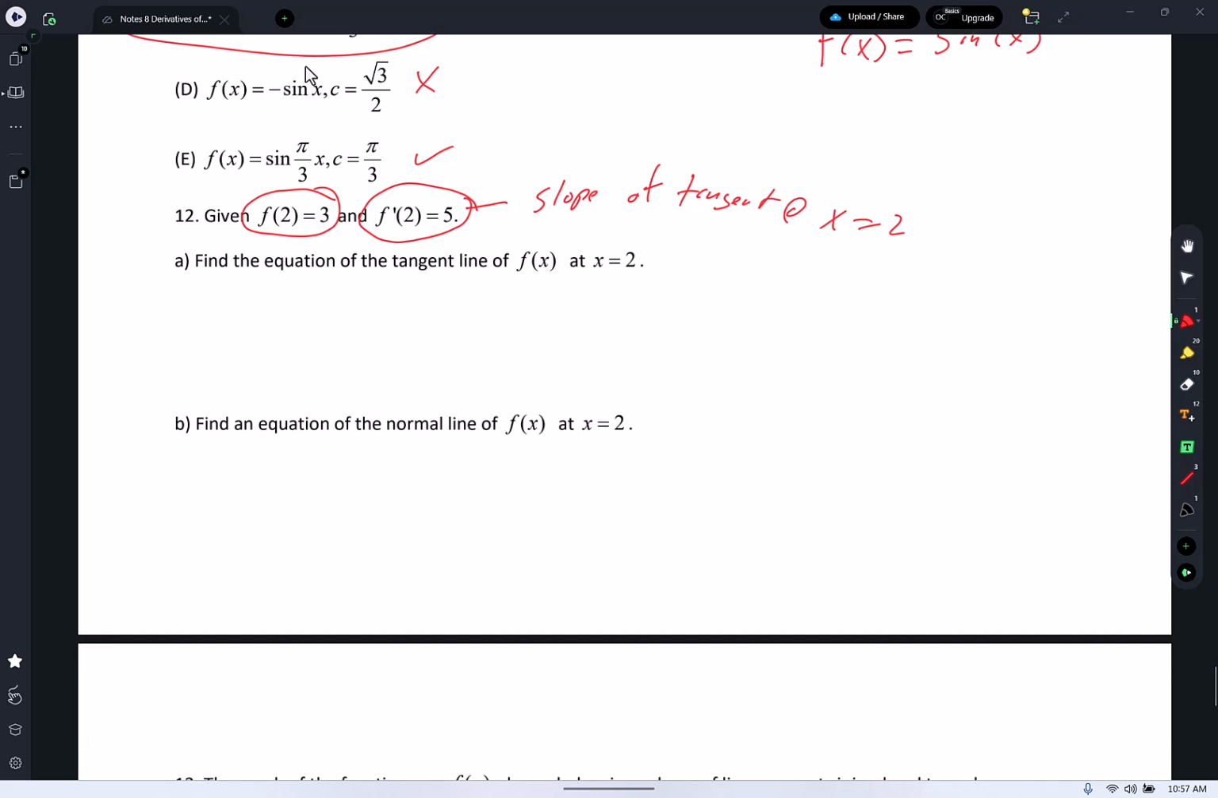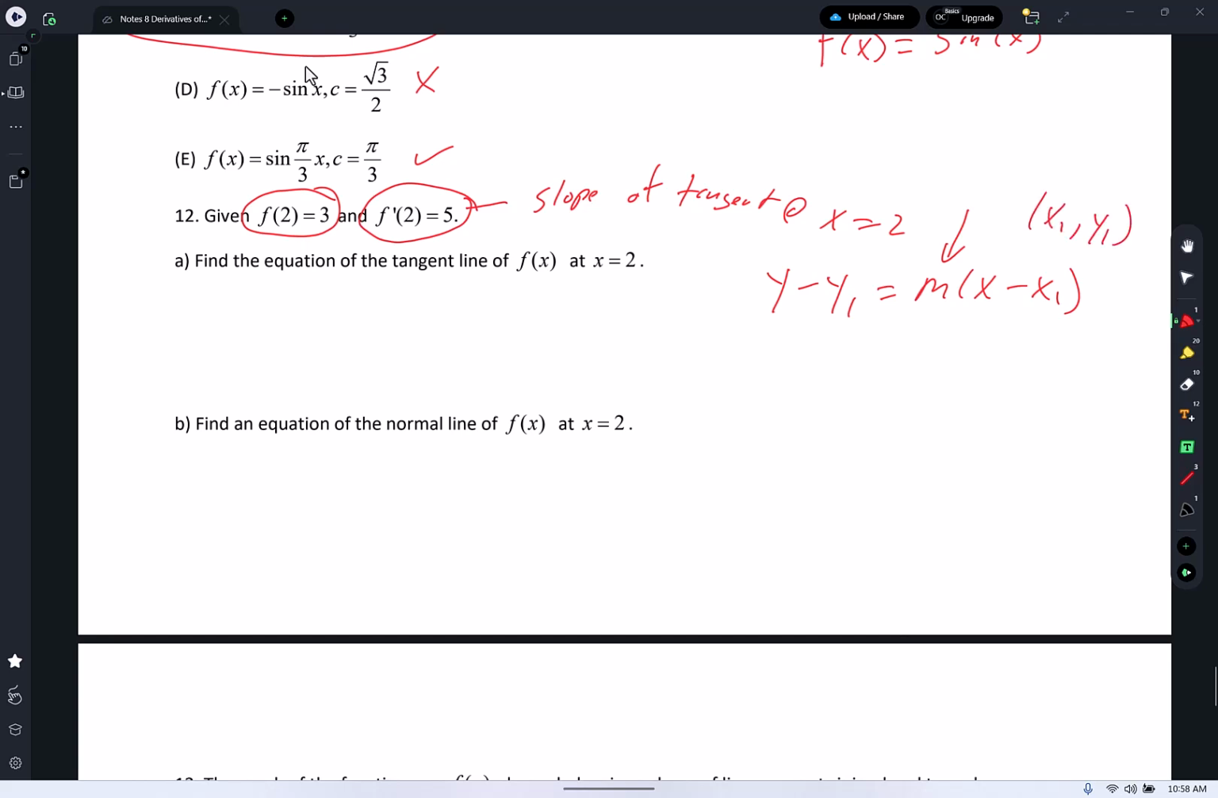So I have a point and I have a slope. My slope at x equals 2 is 5. So I'm going to use my point slope formula. Algebra 1, real quick, just in case you don't remember: y minus y1 equals slope times x minus x1. That's called point slope. Why is it called point slope? Because m is slope and (x1, y1) is the point.